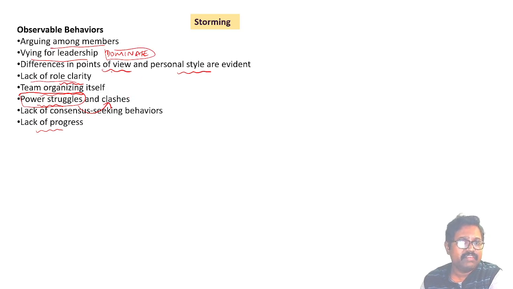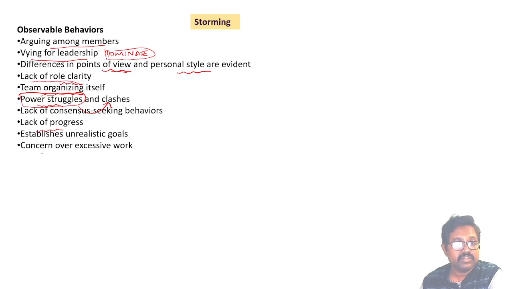So they will have their individual opinion, they will not be in a stage of flexibility to hear the other's opinion, etc. And individually they will try to establish unrealistic goals, which is not possible at all in terms of achieving the goals. And there is also a concern over excessive work. Since they need to do smart work, instead of smart work they try to do excessive work. So these will be the observable behaviors.